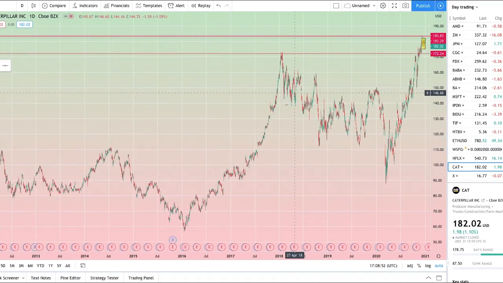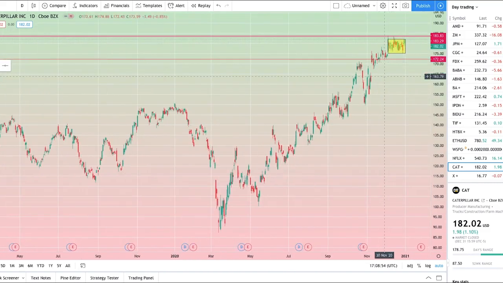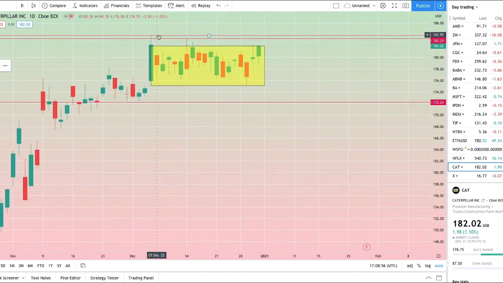So considering where the stock is at the moment, your entry point would want to be anywhere as close as possible to the 183.85. One thing to take note of, guys, is that before entering a trade, you want to make sure your entry point is as close as possible to where your potential stop loss is.